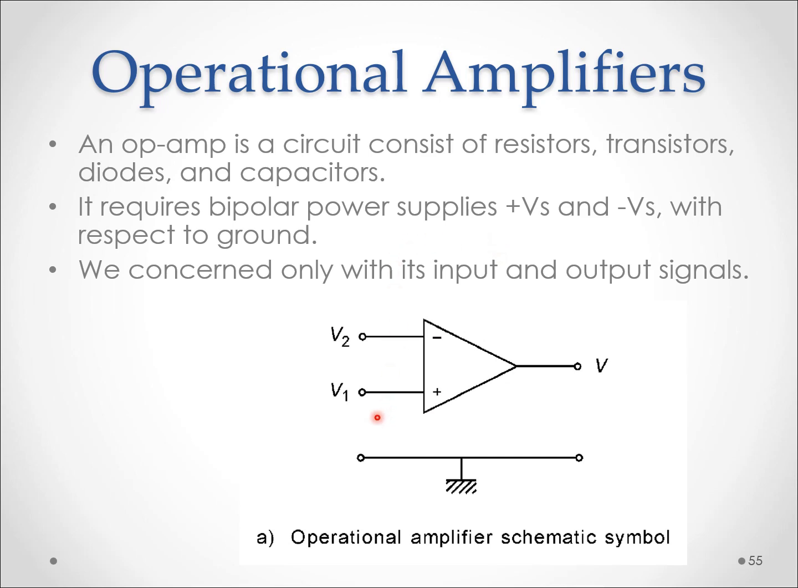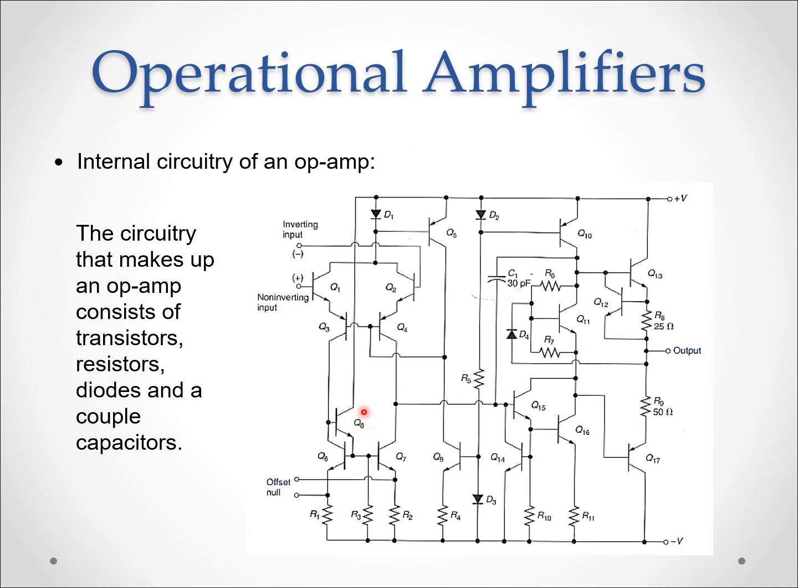In an op-amp, this is the internal circuitry, where we can clearly see that it consists of transistors, resistors, a couple of diodes, and also a couple of capacitors inside it.